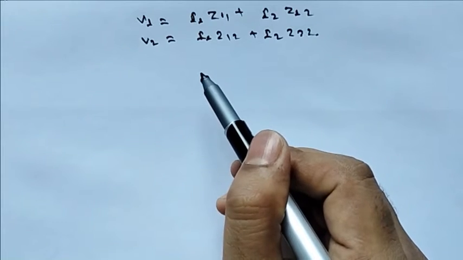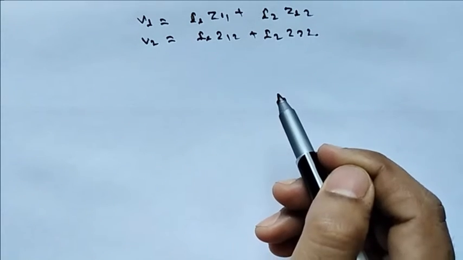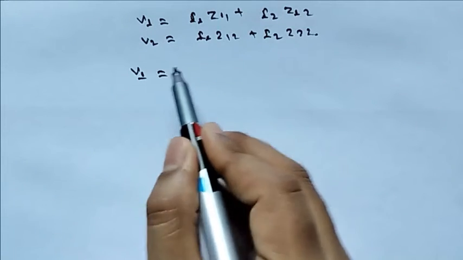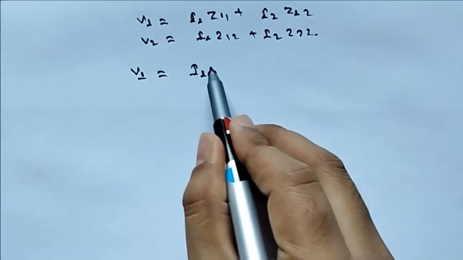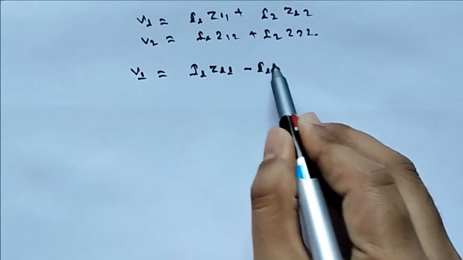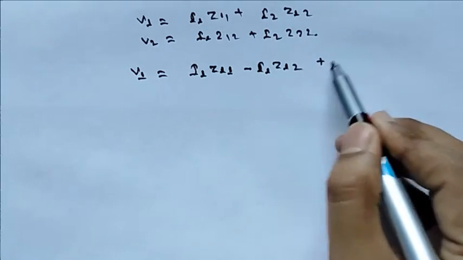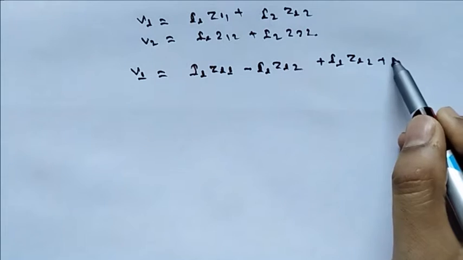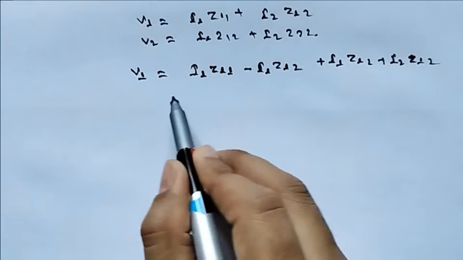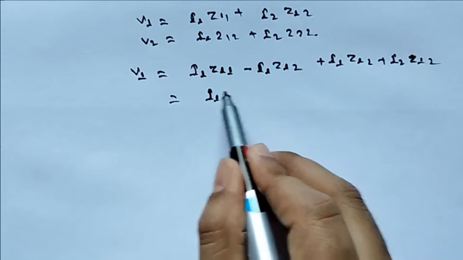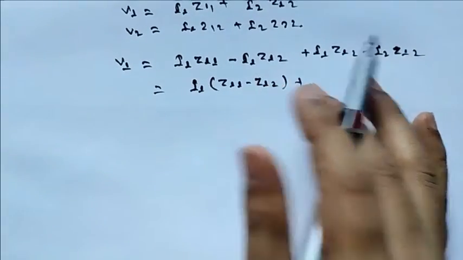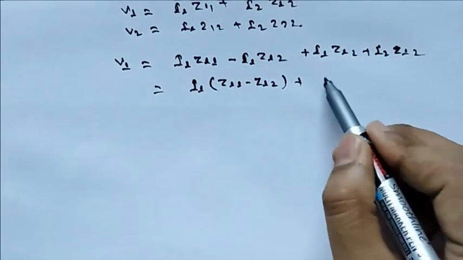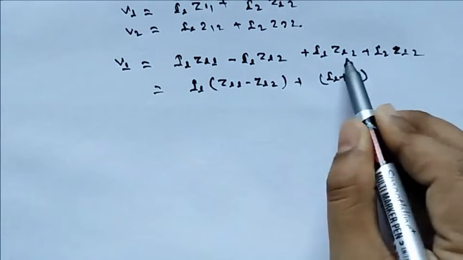Now I want to make it a 3 terminal, because this is a 4 terminal. Now for that, what I am doing? I am adding and subtracting I1 Z12: I1 Z11 minus I1 Z12, and the same thing I am adding, I1 Z12 plus I2 Z12. So I1 will be common, so I1 will be Z11 minus Z12, and here if I take I1 plus I2, because Z12 and Z12 are same, this is the equation that we got.